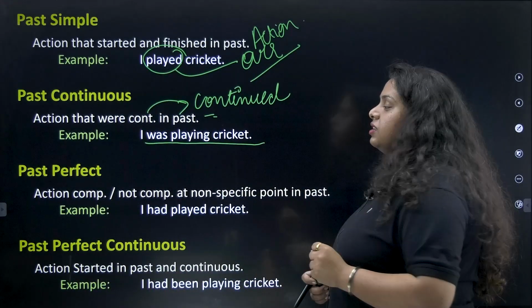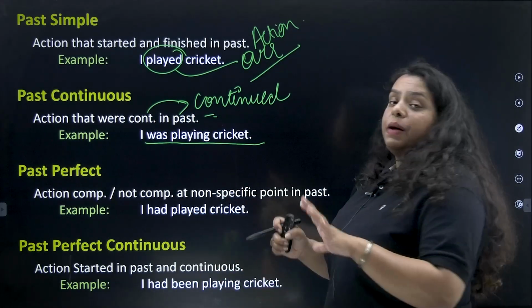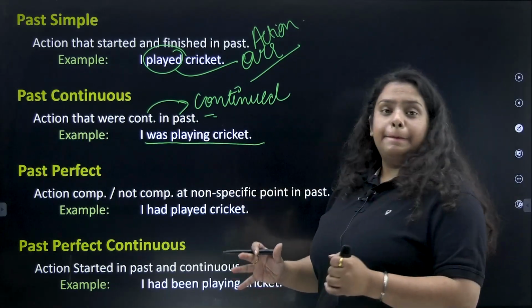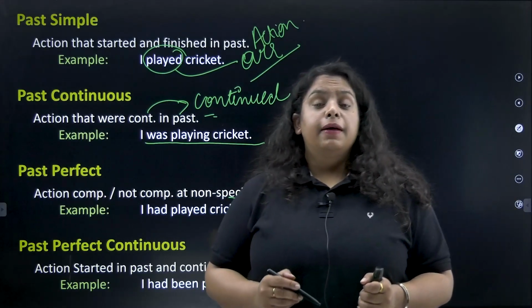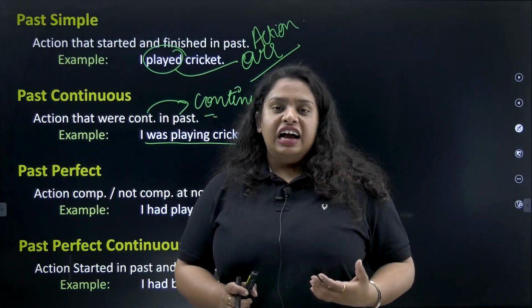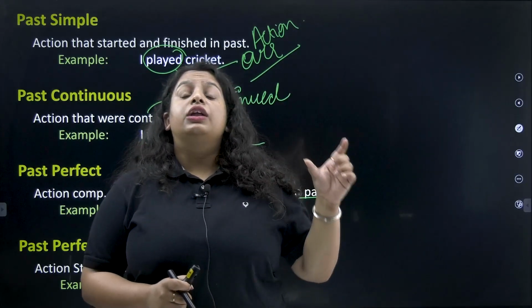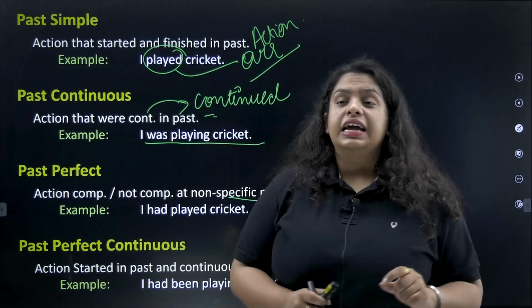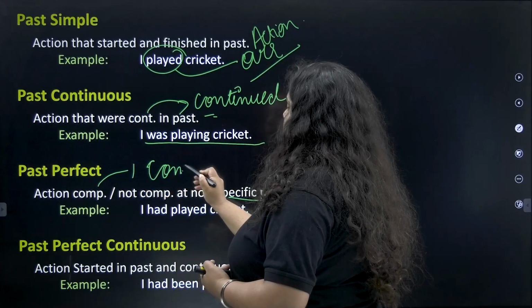Now let's see what is the trick to remember your past perfect tense. So here in past perfect tense, we talk about the actions completed or not completed at a non-specific point of time in the past. We talk about an action which either was completed or was not, but we don't know the exact time, we don't have any specific timings for it. So this is COMP, completed.